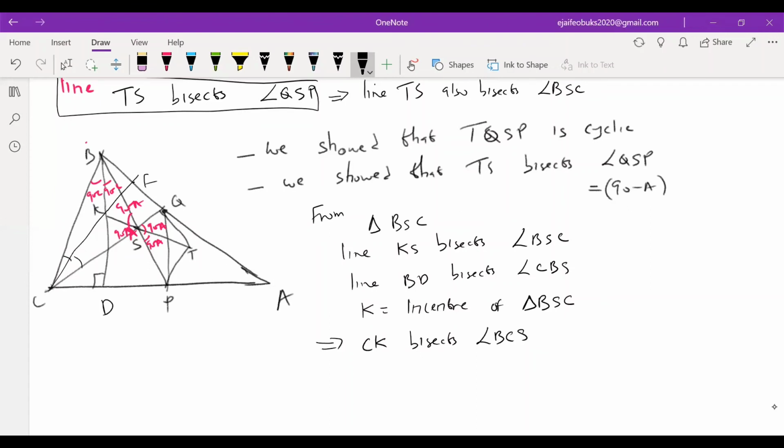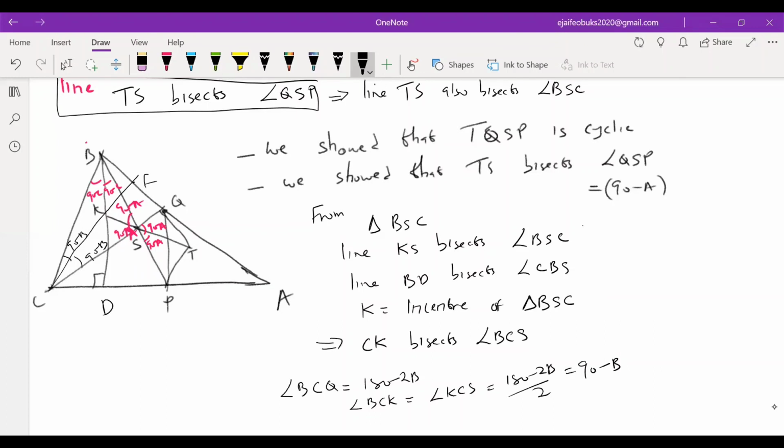But from our initial calculations, our angle BCS is equal to 180 minus 2B. We already had it before. So angle BCK will be equal to angle KCS, which is 180 minus 2B all over 2, that is 90 minus B. So this is 90 minus B, 90 minus B.